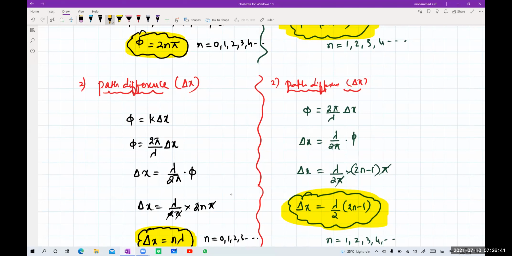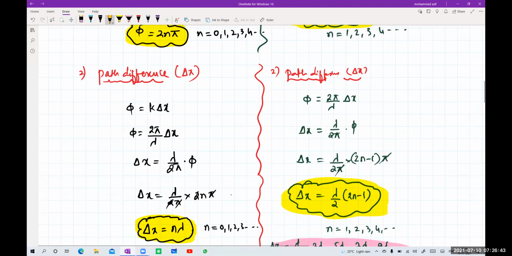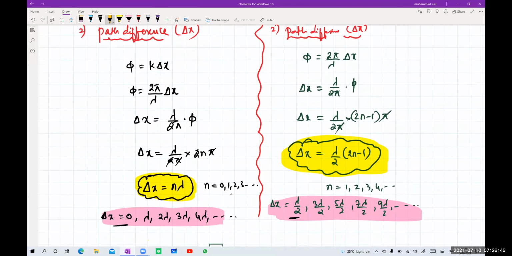So we are getting n into lambda. So the path difference is maximum. For maximum path difference, very, very important, beta, delta x must be equal to how much? n lambda, where n starts from 0, 1, 2, 3.